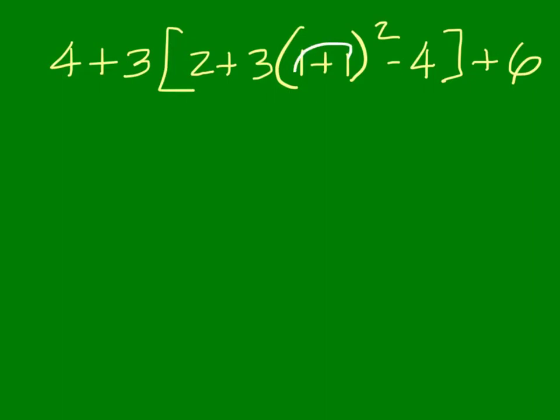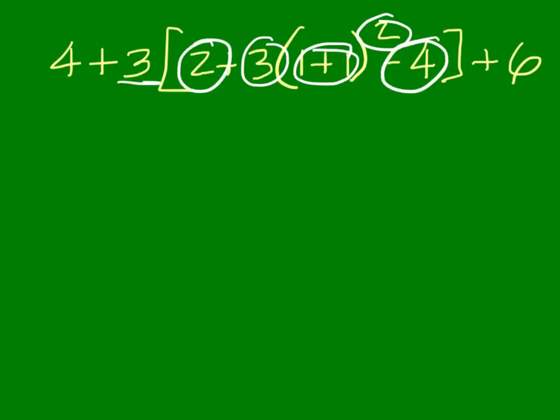The bonus will be 2 squared, which is 4, times 3 is 12, plus 2 is 14, minus 4 is 10, times 3 is 30, plus 4 is 34, and plus 6 is 40.